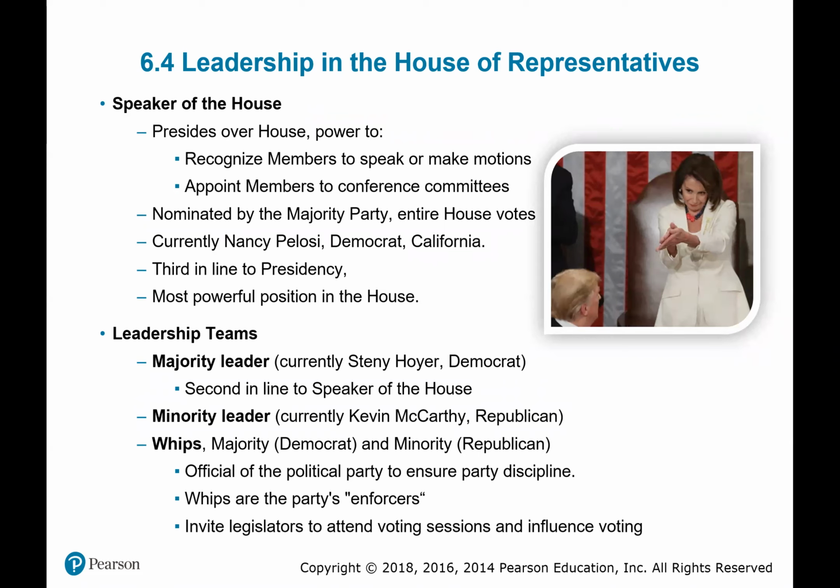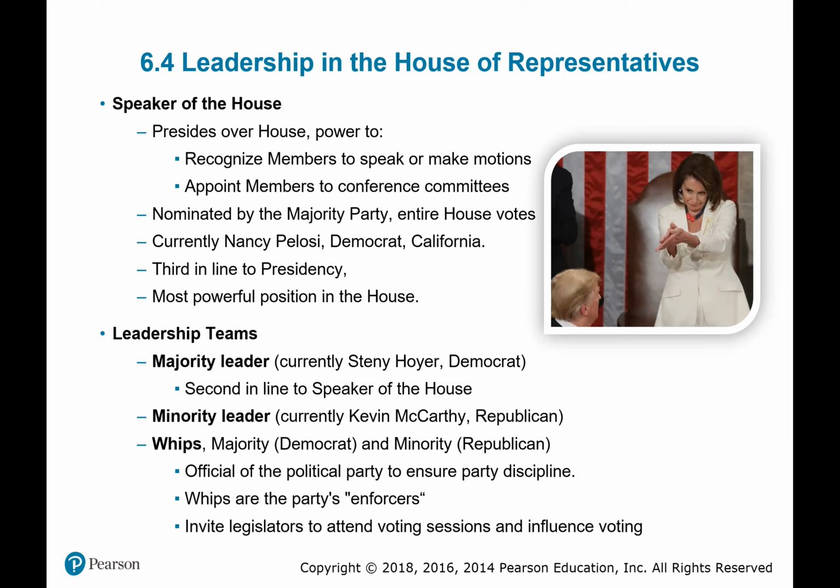So Speaker of the House presides over the House. They have the power to recognize members to speak and make motions, which is very, very powerful. So they have the power to kind of control the dialogue when the House is in session. They also have a very important power, and that's appointing members to conference committees, especially choosing the chairs of committees. That really can dictate what is going to be on the agenda. They're nominated by the majority party, but the entire House votes. Usually, one whole party will vote for whoever they have nominated, and that's that. They are the third in line to presidency. So if something happens to the president and vice president, the Speaker of the House becomes president and is by far the most powerful position in the House.